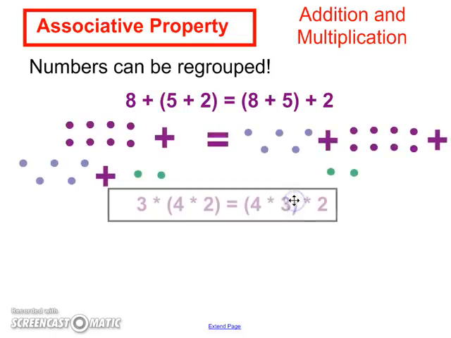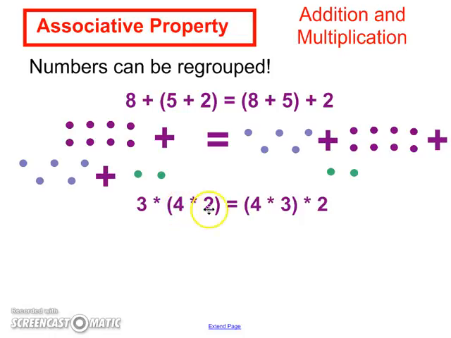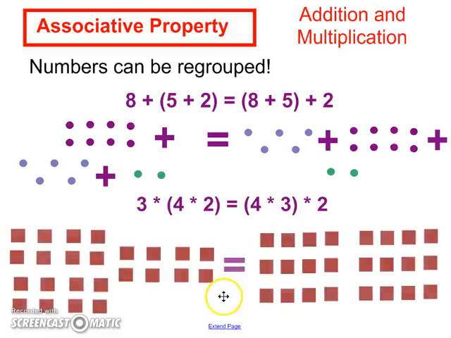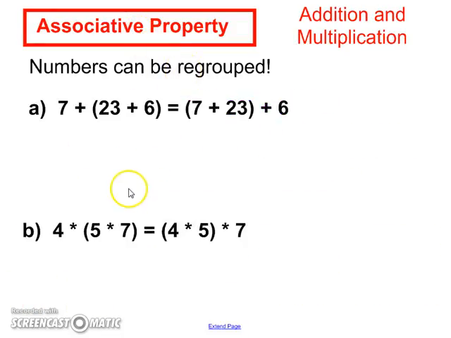Works for multiplication as well. In this case you'll notice I'm using the asterisk. This is another way that we can show multiplication. 4 times 2 is 8. 8 times 3 is 24. Or 4 times 3, doing it first, is 12, times 2 is 24. However you want to do it, you should notice here that we end up with 24 tiles on each side. So the associative property, sometimes called the regrouping property.